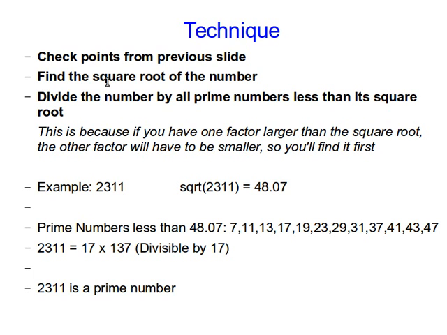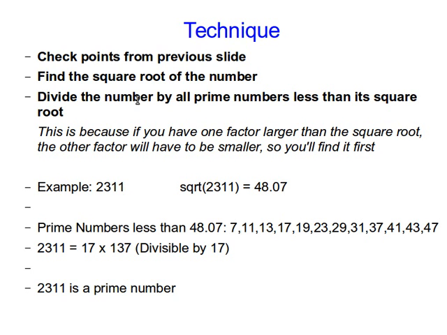We take the square root of that number, then we list all the prime numbers less than the square root, and then we try to divide the given number by those prime numbers which are less than the square root of the given number.